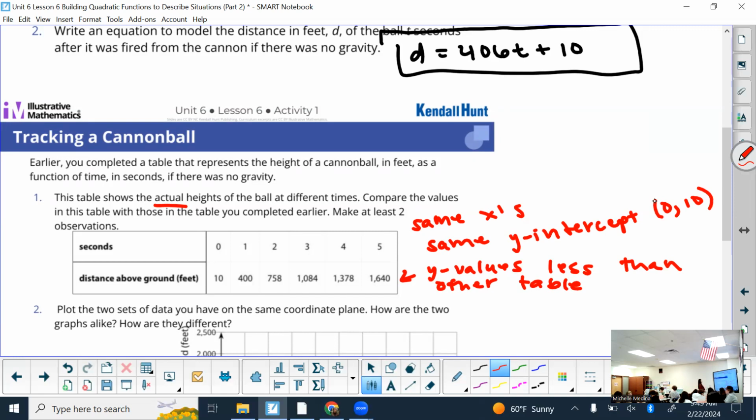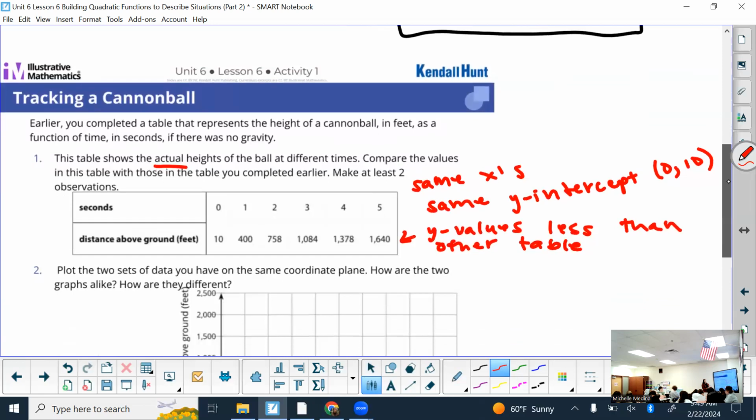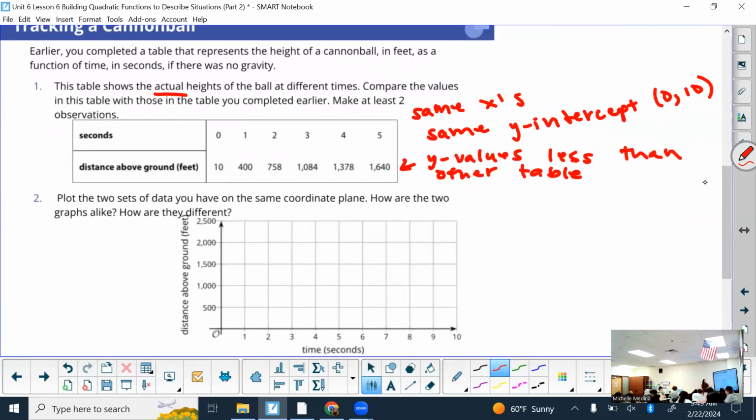Okay, so good. Now we're going to plot both sets of data onto the same coordinate plane. Hopefully, we've done that enough times that you know how to do that. I'll show you this one because it's on my screen, and then you will add that table from earlier onto your paper. But 0, 10, notice how these are counting. 10 would probably be really close down here.